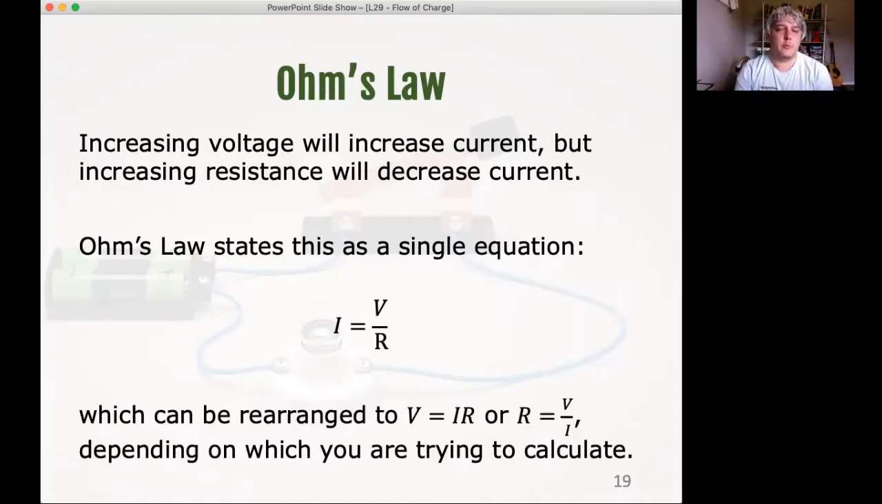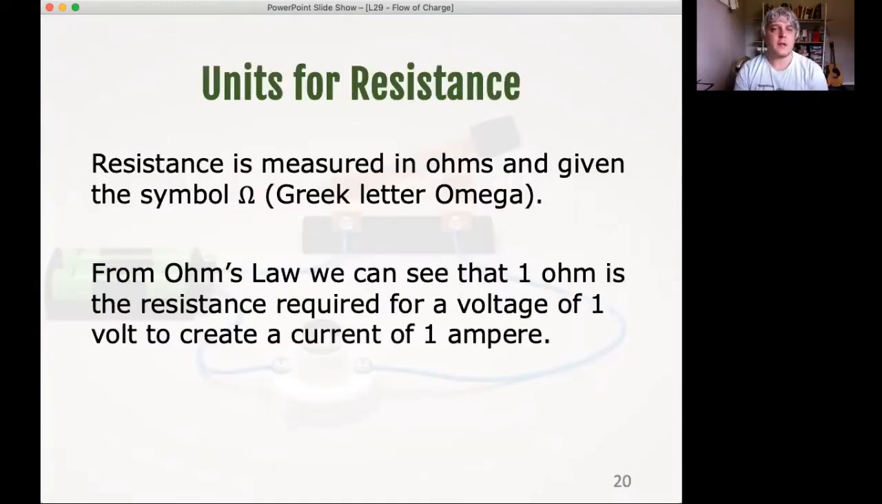So do remember Ohm's law. As I said, if you have a voltage source, then it will produce a current, but the amount of current it produces is determined by the resistance of the circuit, of the whole pathway from the negative end to the positive end of the battery. The units for resistance are ohms, named after the same guy that Ohm's law was named after, obviously.